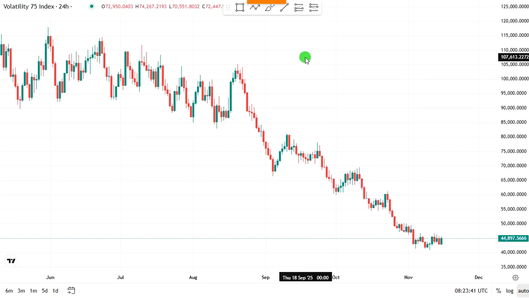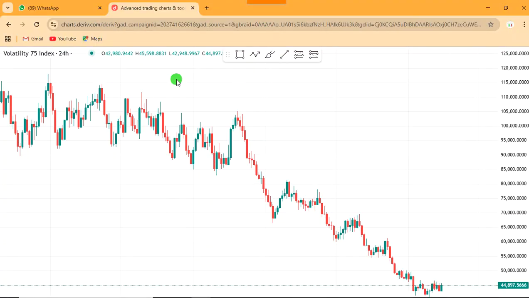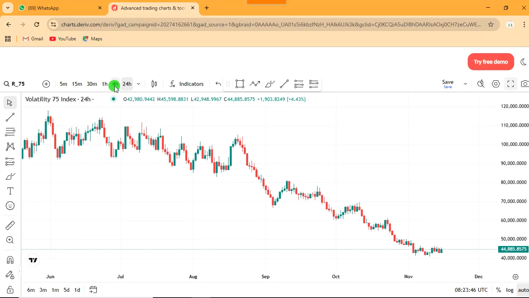So I'm going to show what really happened to my trade. I think I can cancel this so I can change time frames. Okay, so let's see.